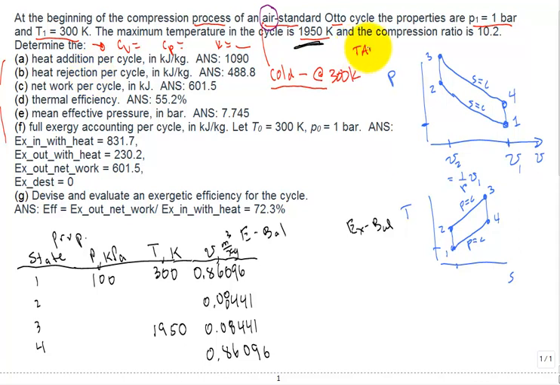The table A22, the air table, and do it that way. That would be the most accurate, accounting for temperature dependent specific heats of the air. And say, okay, let's go ahead and use the air table.